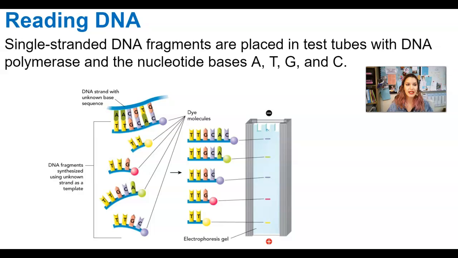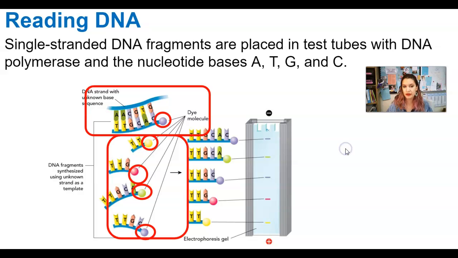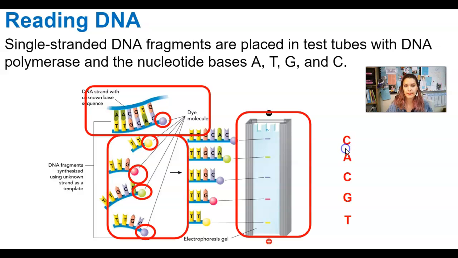All right, so reading DNA. So a single-stranded DNA fragment will be placed in the test tube with the DNA polymerase and the nucleotide bases A, T, G, and C. And that helps us to determine what these different bases are, because we know that this one will move further, and they'll know the size of the fragments, and they'll be able to compare them to an unknown sample, for example. All right, and so that helps us to determine the different bases.